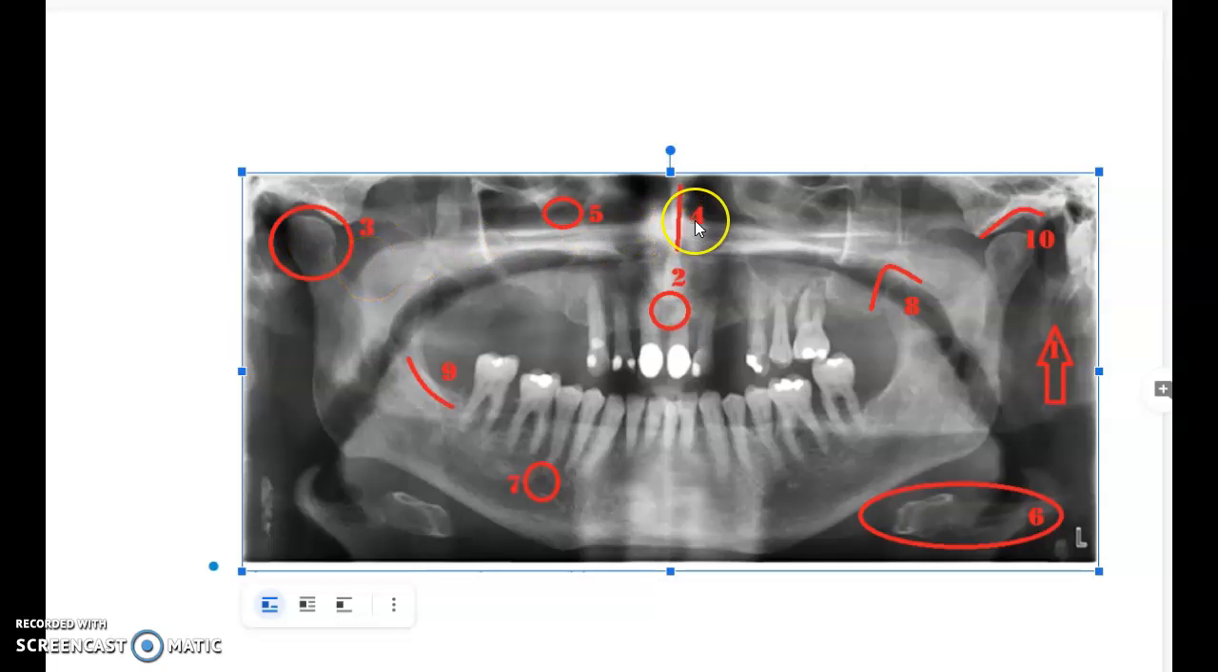Then number four, we're going to move to the nasal septum, which is a radio-opaque, which means white, line located in the center of the nose, superior to the maxilla and the central incisors. So it's just above the central incisors, just a white line here. So that's the nasal septum.